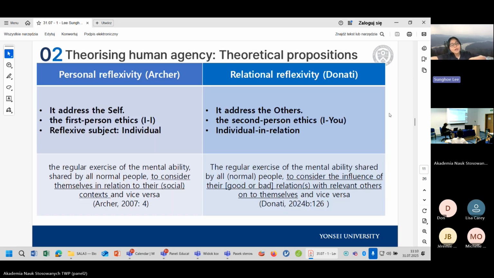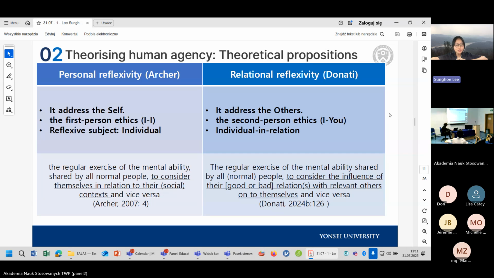Third, according to Donati, distinct from personal reflexivity, that is the personal emergent power of individuals, relational reflexivity is the emergent power of social relation itself, guided by second-person ethics, the I-You standpoint. Donati recently asserts that the limit of Archer is individualizing reflexivity, solely addressing the self from first-person ethics. By contrast, for Donati, the reflexive subject is the individual in relation, not merely individuals. Thus, the prime question shifts from what shall I do within this situation to what shall you and I do for our relation in relational reflexivity.